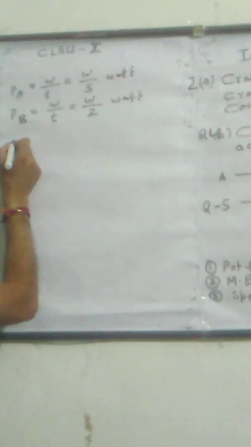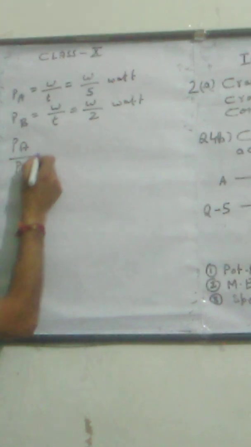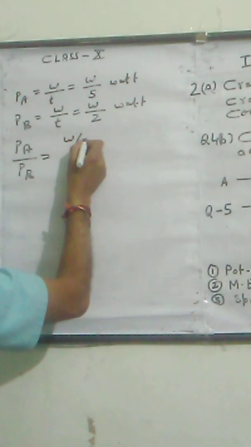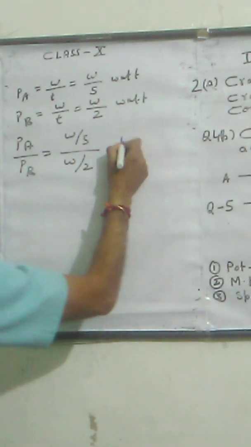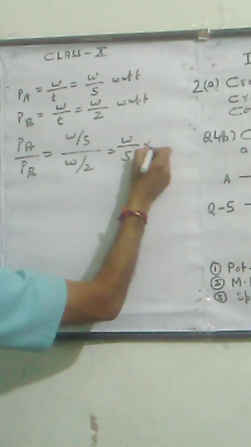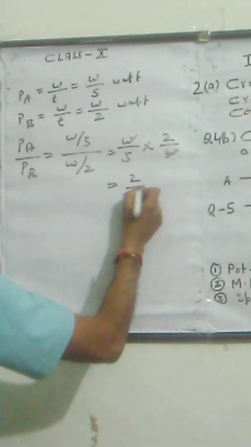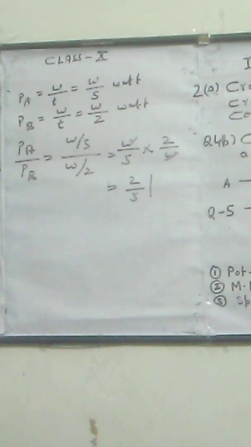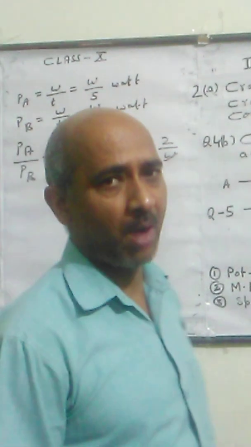So we have to compare them. That means we have to do PA upon PB. PA is W upon 5, and PB is W upon 2. On solving this, W upon 5 into 2 upon W, W cancels, and we get 2 upon 5. So this is the answer. By doing this much, you get the 2 marks question. It is a 2 marks question.